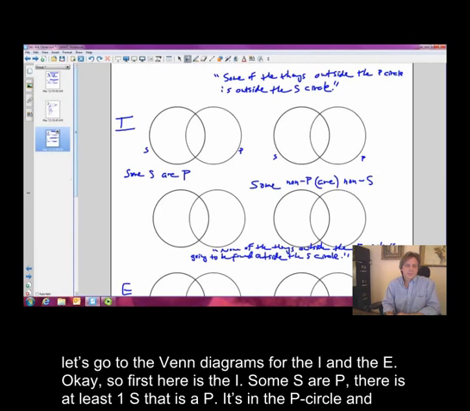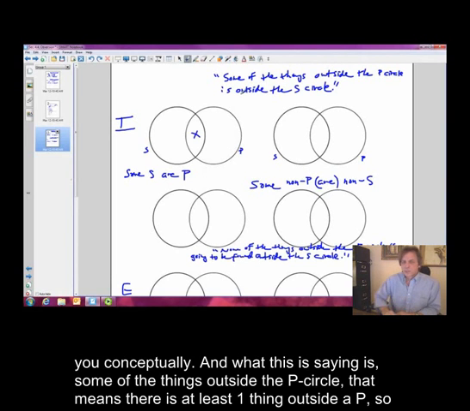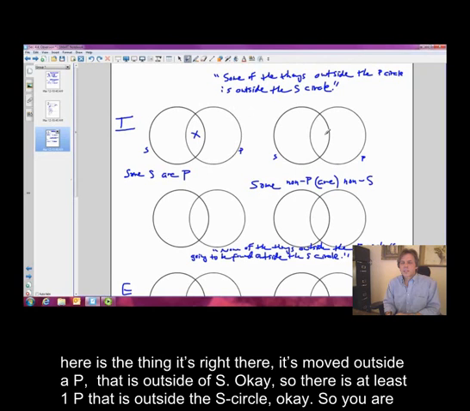and let's go to the Venn diagrams for the I and the E. Okay, so first here's the I. Some S are P. There's at least one S that is a P. That's in the P circle, and there it is. Now let's go here. We contrapose this. Some non-P are non-S. And here's that sentence that I want you to say, because this helps you conceptually. And what this is saying is, some of the things outside the P circle. That means there's at least one thing outside of P.